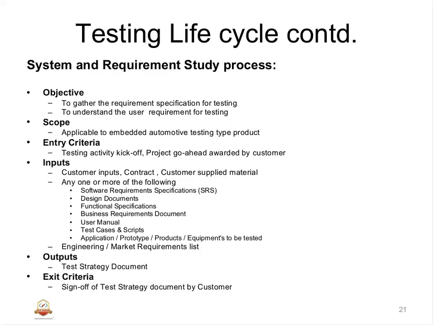So once again, we have the objective of this system and requirement study process. We will gather the requirements, understand what the system is, and the scope is to test it or the testing type of a product. Entry criteria will have a kickoff and go ahead from the approving authority or the customer. The inputs required for this study are customer reports, any material, SRS, design documents from the development team or the developed product, functional specification, business requirements, user manual, test cases, scripts, any sample scripts if they have done for initial testing at the customer end or the developer end, that also can be input. And from the engineering perspective, any inputs that are required will also be an input.